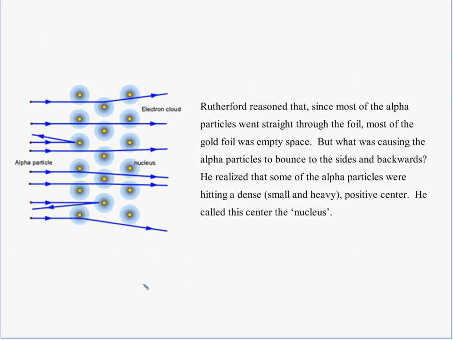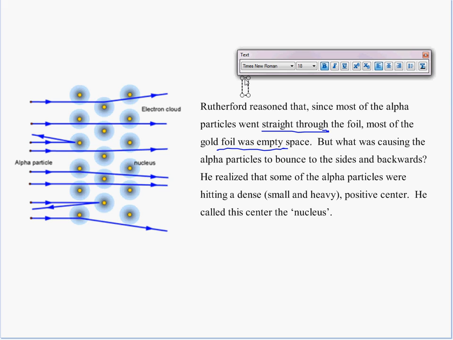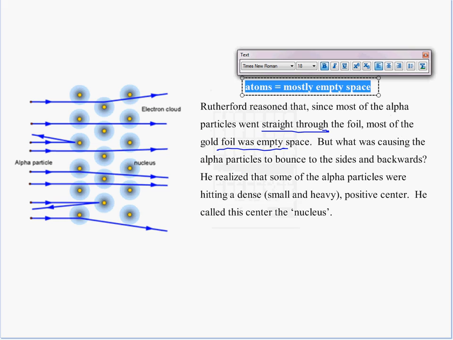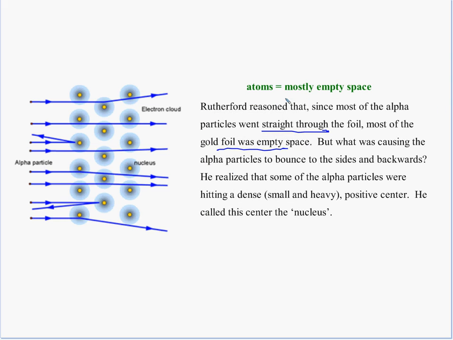Huh. All right. Rutherford reasoned that since most of the alpha particles went straight through the foil, most of the gold foil was empty space. Ooh, that sounds important. So, well, gold foil's atoms, right? So atoms equal mostly empty space. Green, like the color money, like Mr. Marquez likes to grade in.